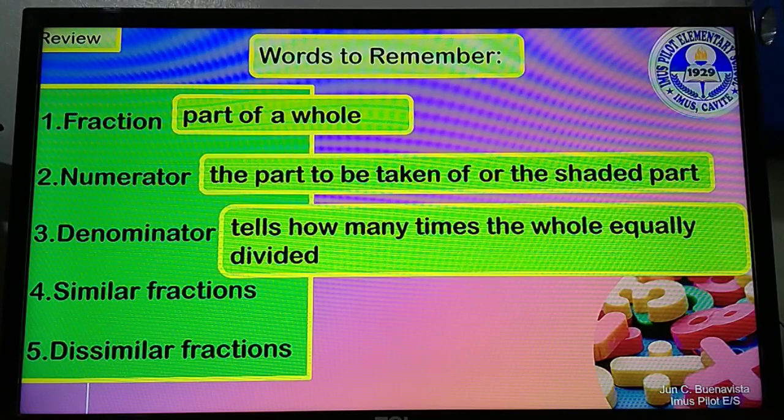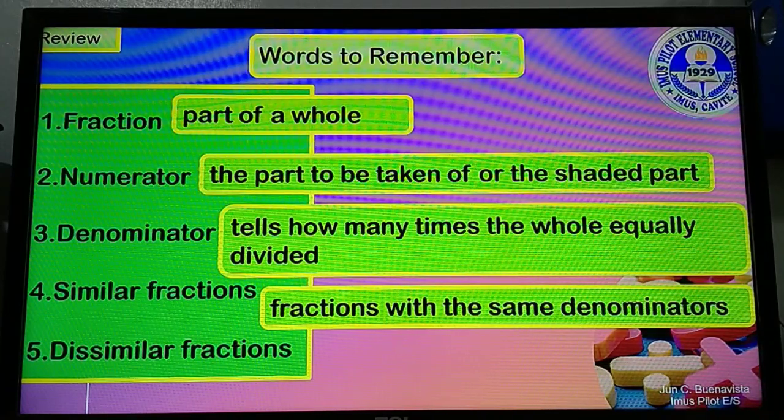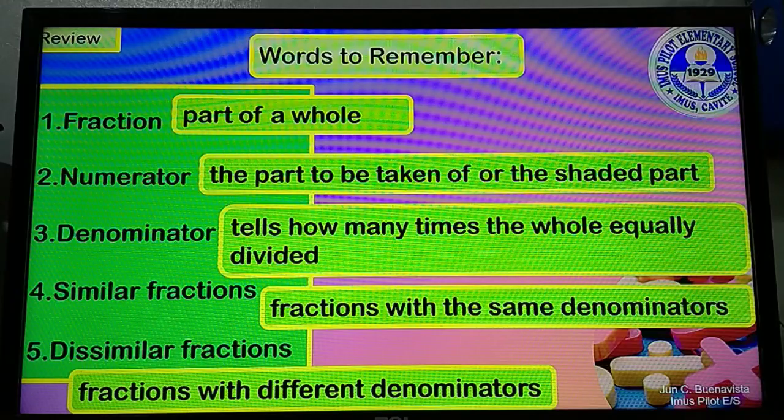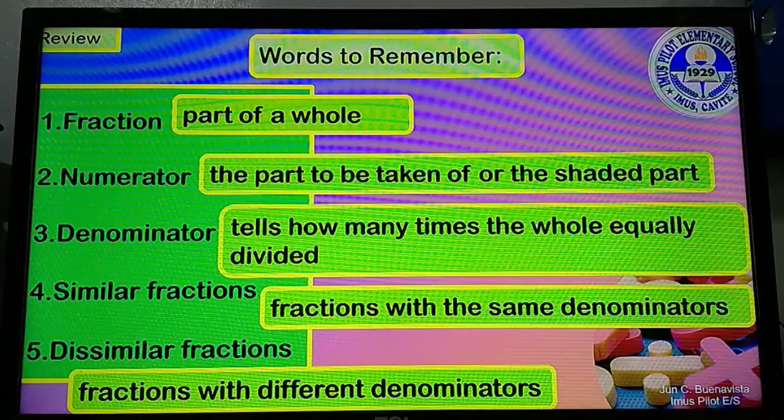Then we have similar fractions. Similar fractions are fractions with the same denominator. So if the denominators are the same, it is similar fractions. Then we have dissimilar fractions. They are fractions with different denominators. So pag iba-iba naman ang denominator, we call that dissimilar fractions.